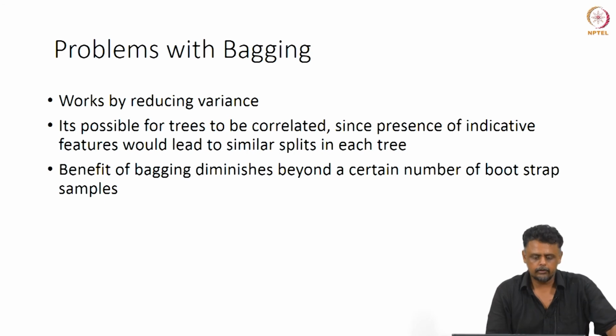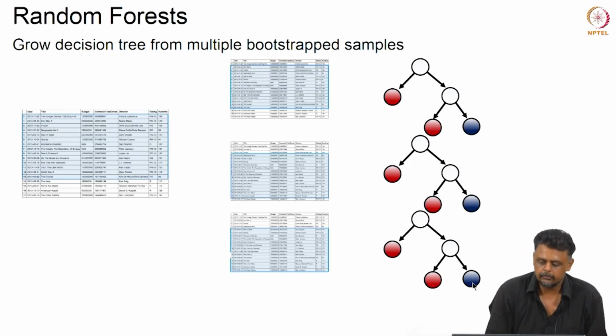So, in order to deal with this problem, we do something called random forests. As the name implies, it is again a bunch of decision trees, but there is a difference in how we do it compared to bagging. With bagging, we grow decision trees from multiple bootstrap samples.